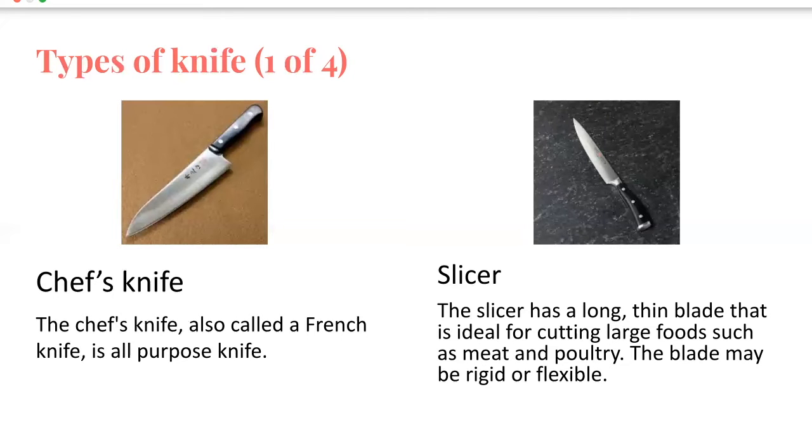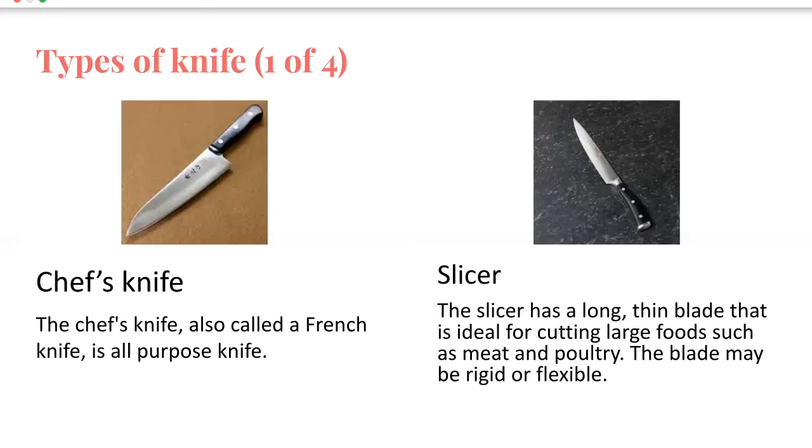The following topic is types of knife. And the first knife is the chef's knife. The chef's knife, also called the French knife, is an all-purpose knife. So I can use the chef's knife as a bread knife, slicer, fillet knife, and boning knife too.